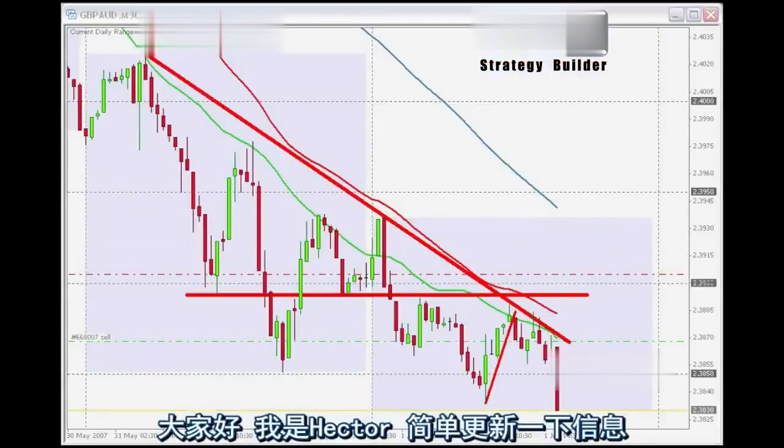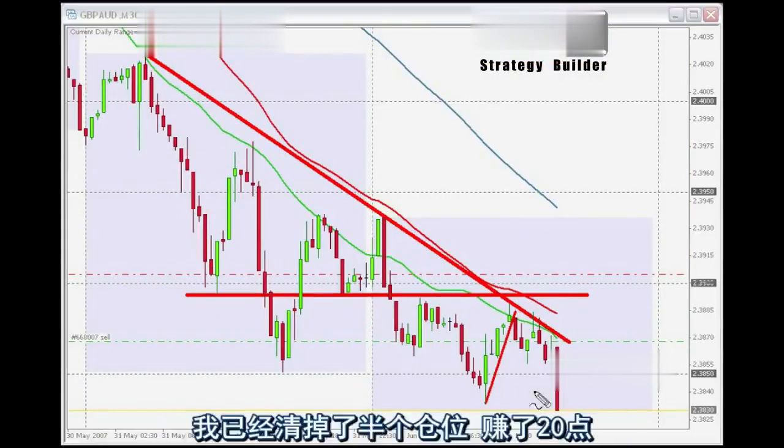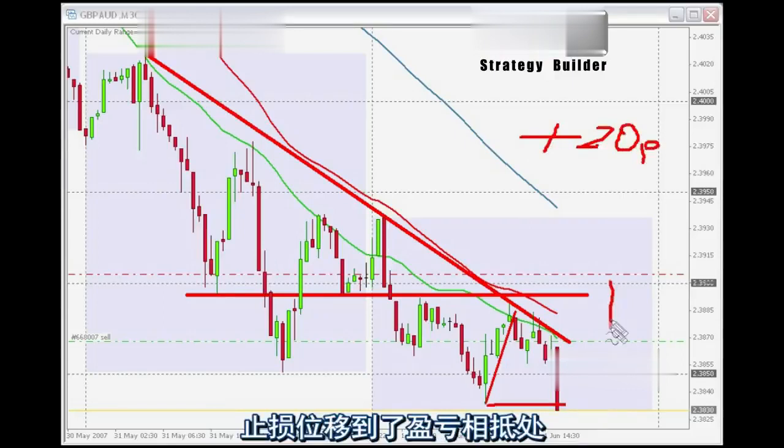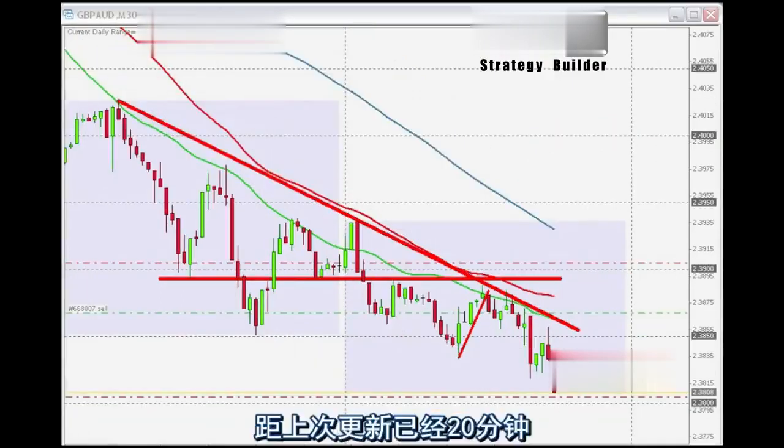Hi guys, just a quick update to let you know that I've taken half of my position out on my left account right there at plus 20 pips, and I've moved the stop to break even.